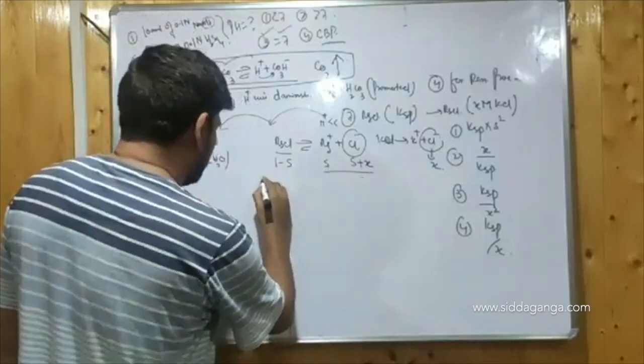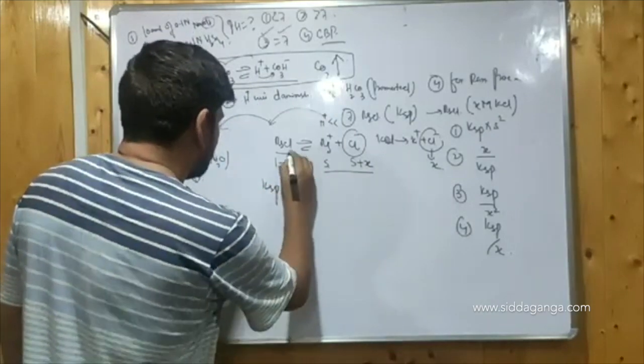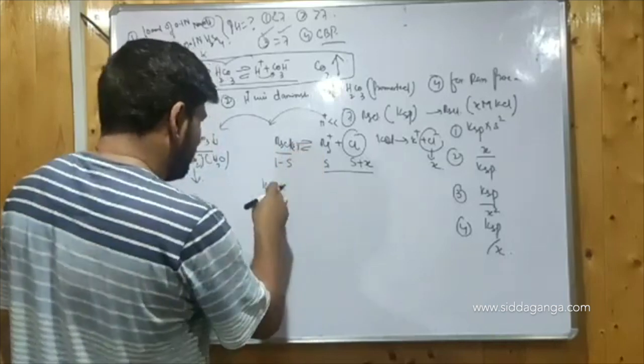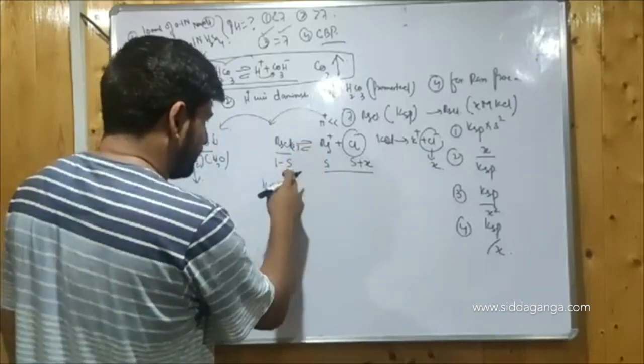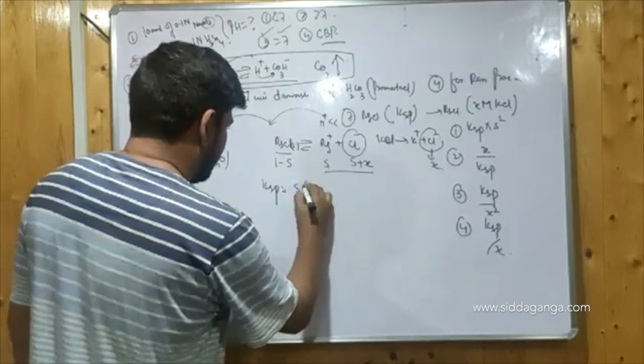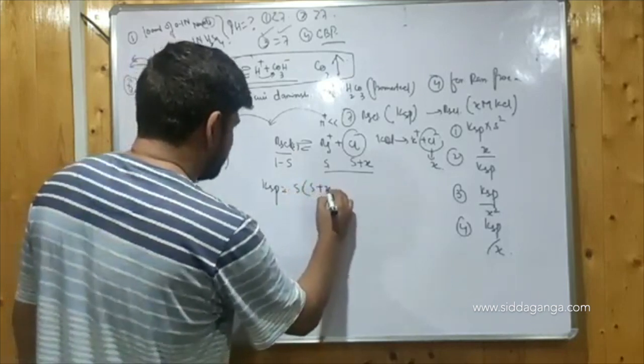So have a look here. What is the solubility product equal to? Ksp will be equal to, because this is a solid, in the denominator we neglect it out. So Ksp will be equal to S into S plus X.